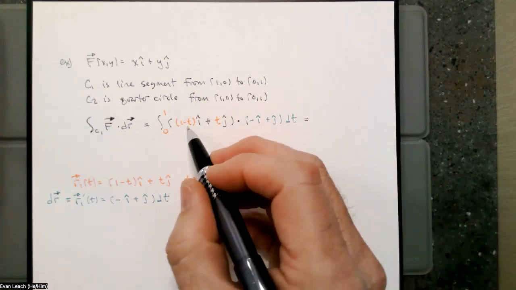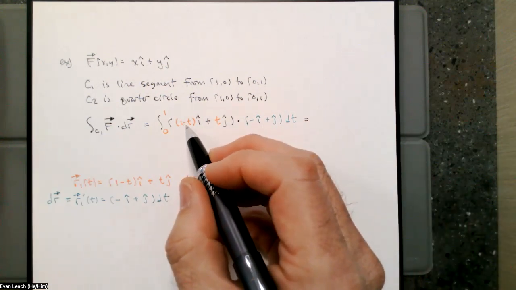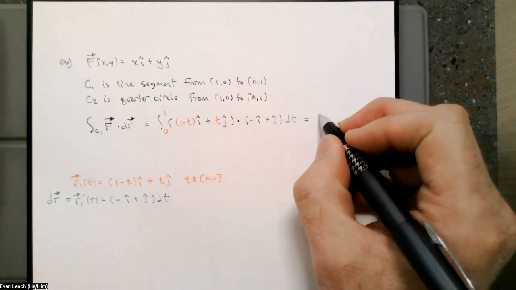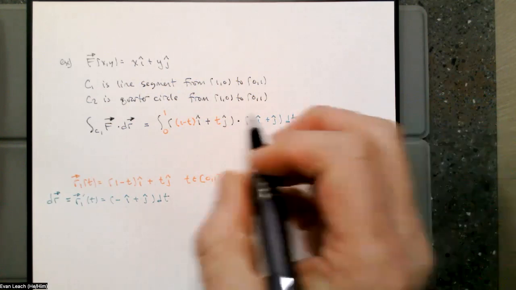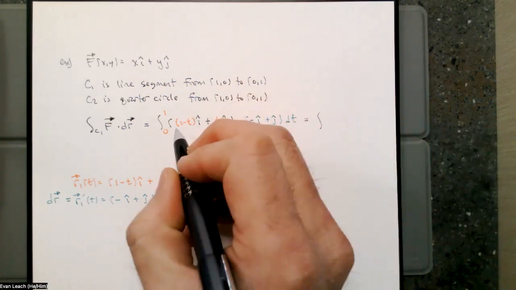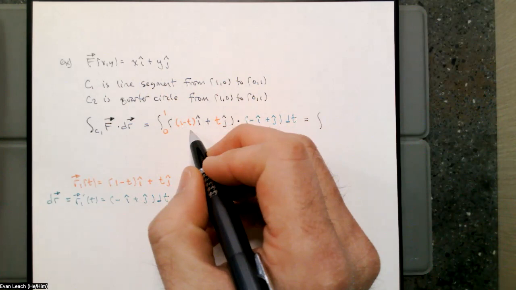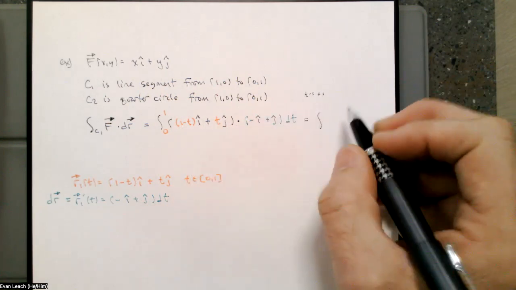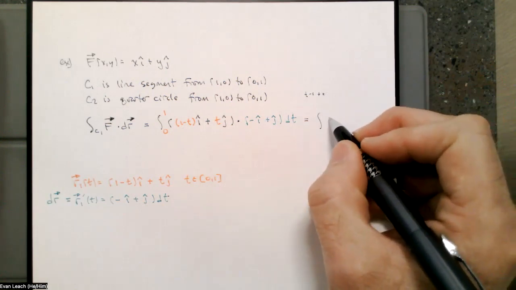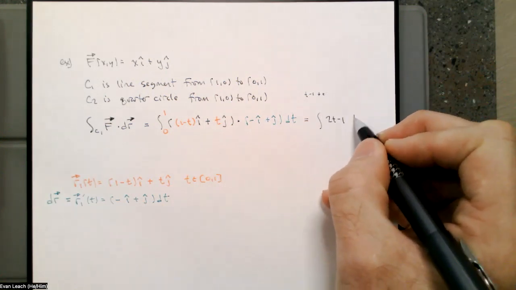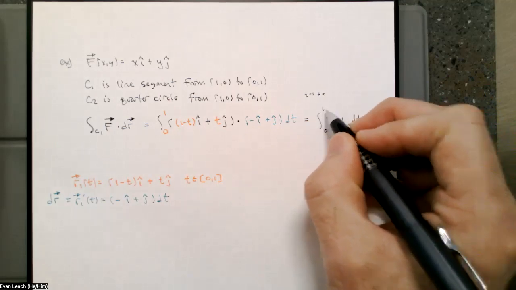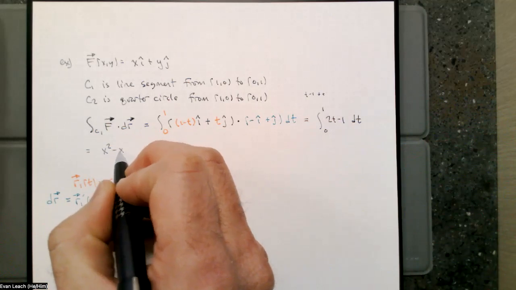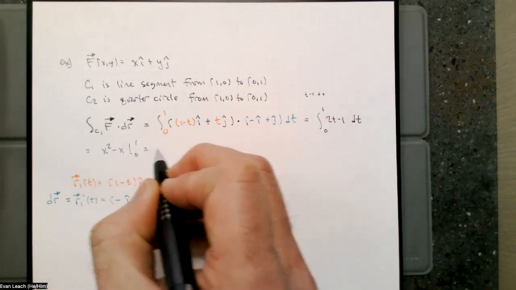So we multiply by -1, we'll get t minus 1 plus t. In the dot product, we'll have 1 minus t times -1 will be t minus 1, and then t times 1 plus t. So 2t minus 1 dt evaluated from 0 to 1. So we'll have t squared minus t evaluated from 0 to 1, which is going to be 0.